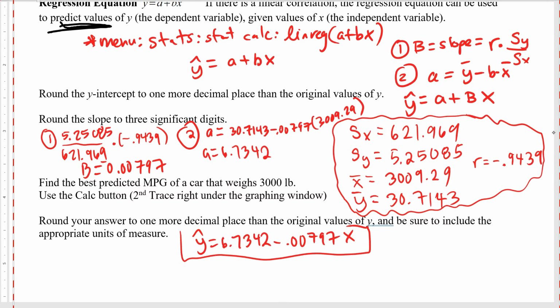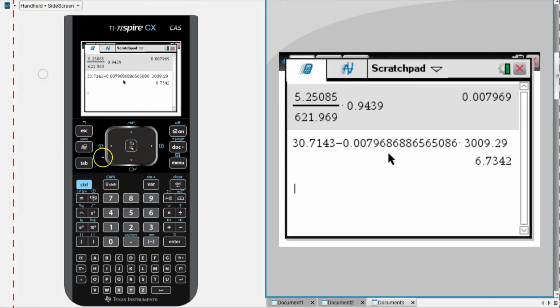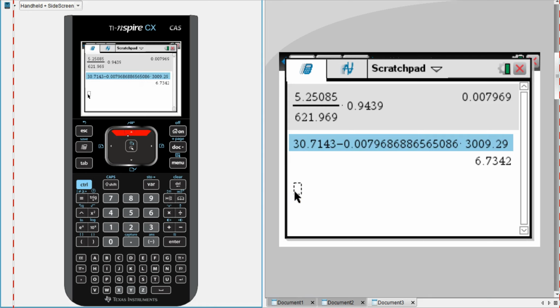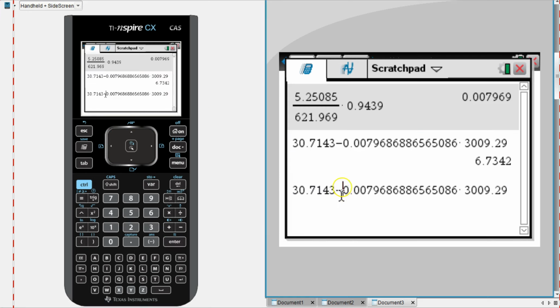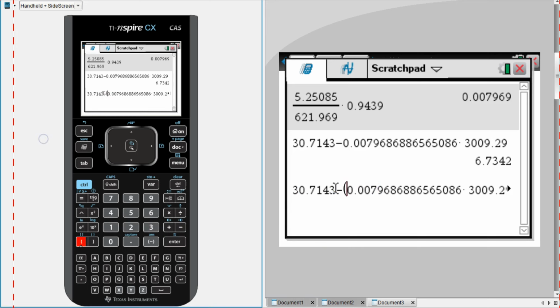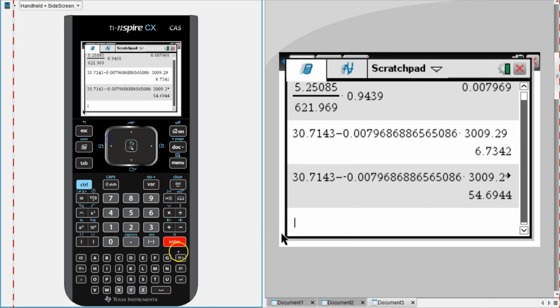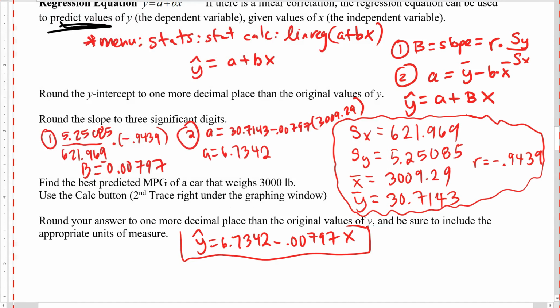So 30 minus... Oh. Okay. It's 30 minus the slope. So some of you are like, yeah, I knew you made a mistake. So it's 30 minus the slope, and the slope was negative 0.7007. So it's 30 minus the slope, gives me a y-intercept of 54.6944. So be careful with that.